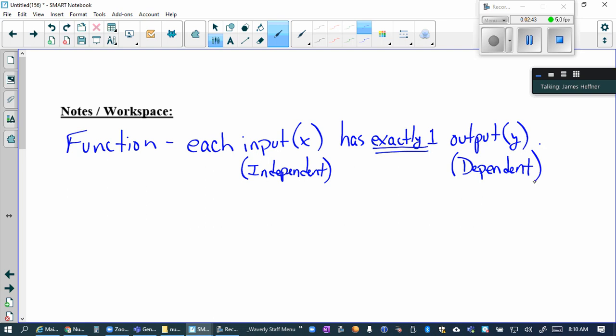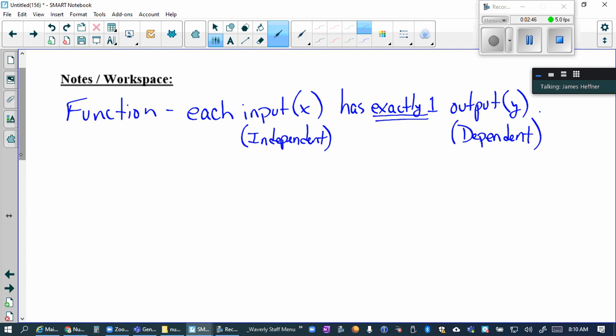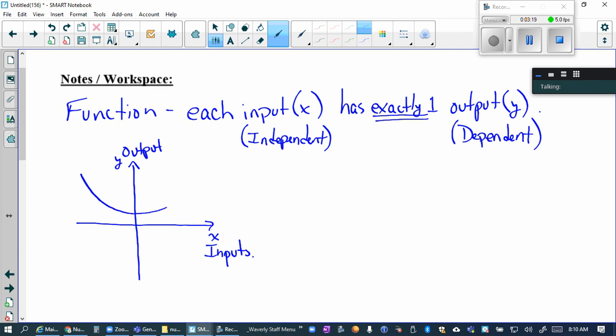And I'll draw a quick graph here. You have your x and y axis. So if I draw something like this, here's my x-axis, or my input values, and the y-axis would be the output. So this is output, and down here would be the inputs on this axis. And so maybe I have something like this. Maybe it's a parabola.